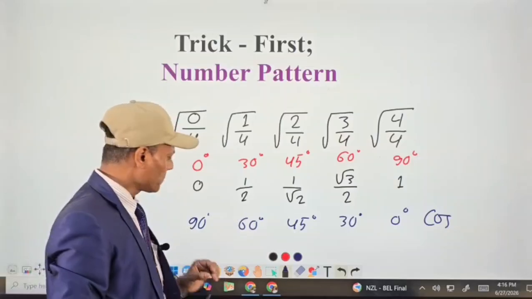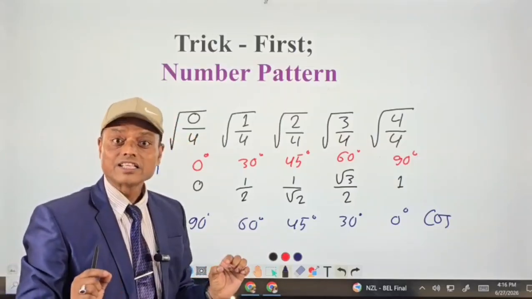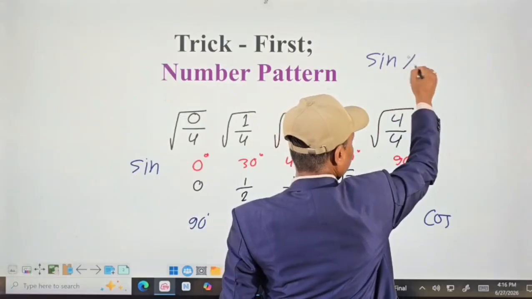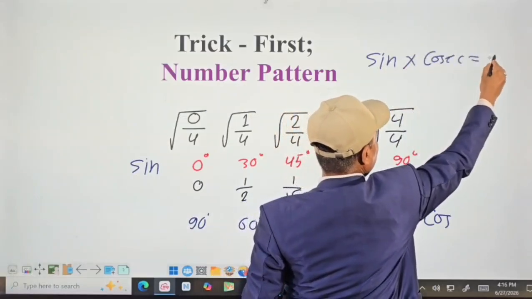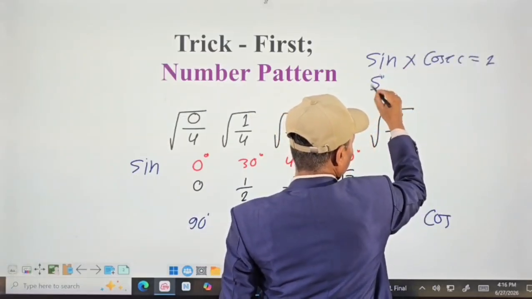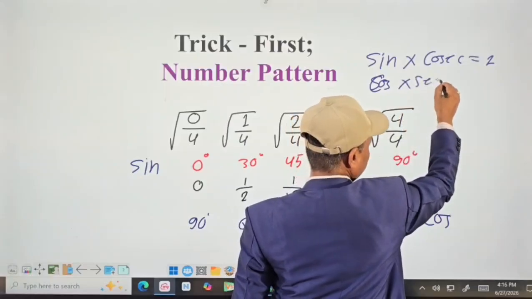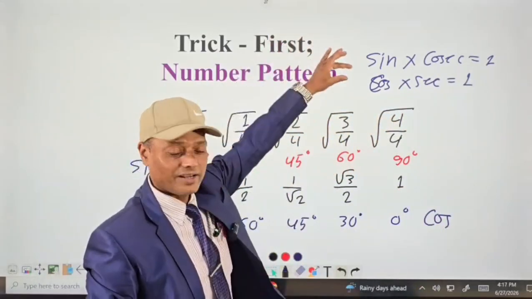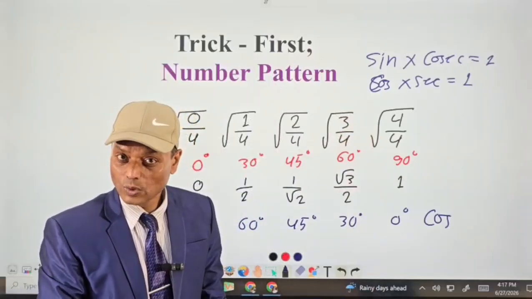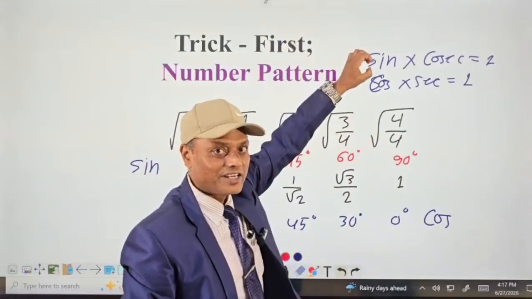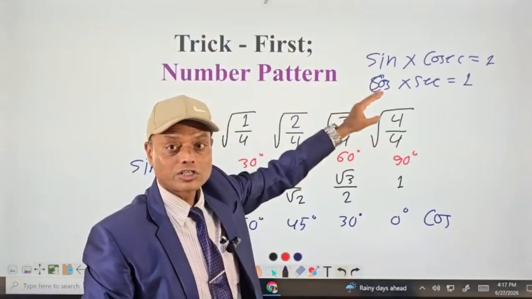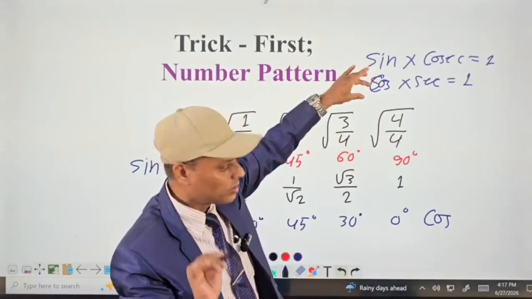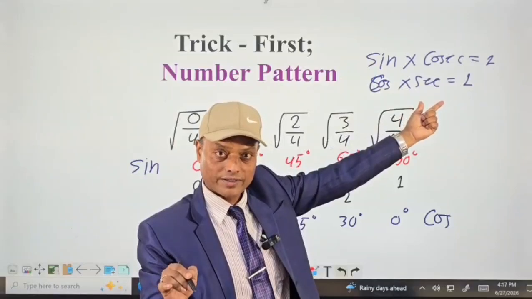And one thing you know, sine and cosec are reciprocal to each other, isn't it? Because all of you know, sine into cosec equals to 1. Similarly, cos into sec is also equals to 1. So if you have the value of sine, then you can easily get the value of cosec. For example, if the value of sine is a by b, then value of cosec will be b by a. If the value of cos is 1 by 2, value of sec will be 2 by 1, that's 2.